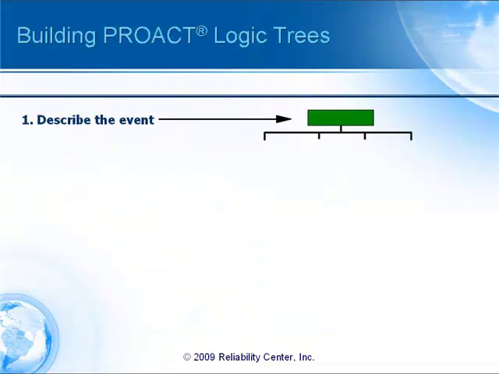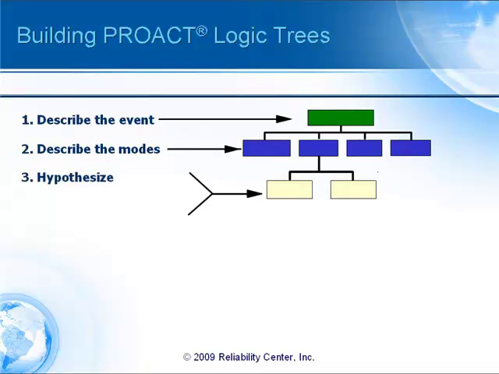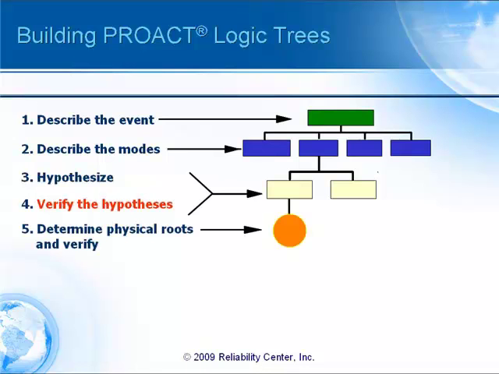A couple of words about building PROACT logic trees. We'll show you how to start with the event, the reason why we care. Add failure modes that are all facts, not guesses. And then how to correctly go about developing the hypothesis step. Very importantly, we require verification. We have to prove whether a hypothesis is true or not true. After we confirm a hypothesis, we should be able to determine the physical roots. And again, we will verify those.